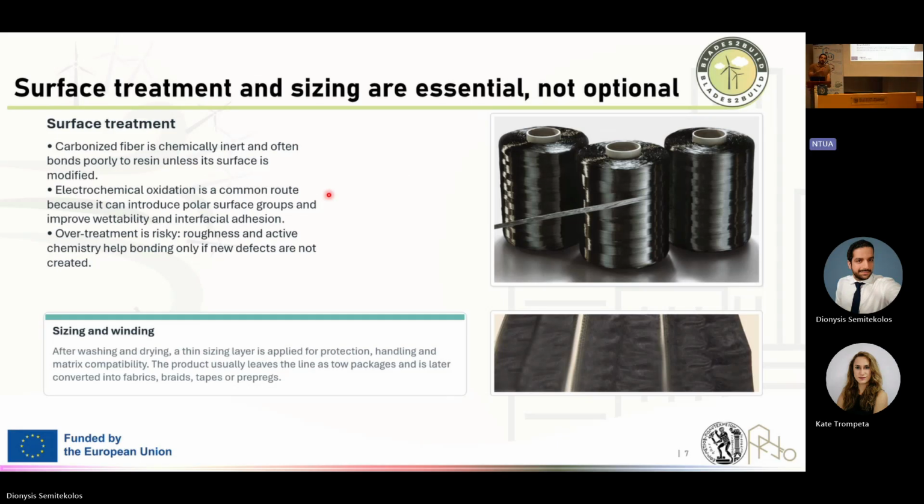We may also have some surface defects, which can be removed or can act as points to form oxygen groups on the surface through these processes. And this is the important part of the surface treatment. And as I said, we also have the sizing as a last step.